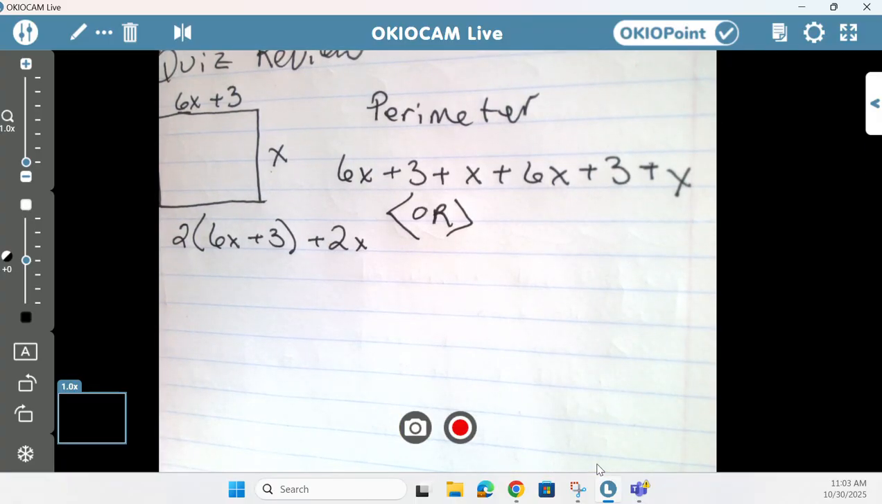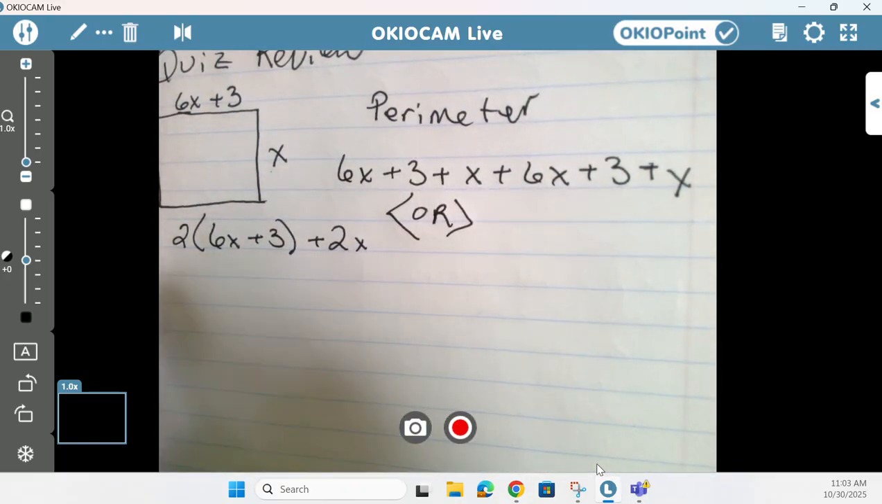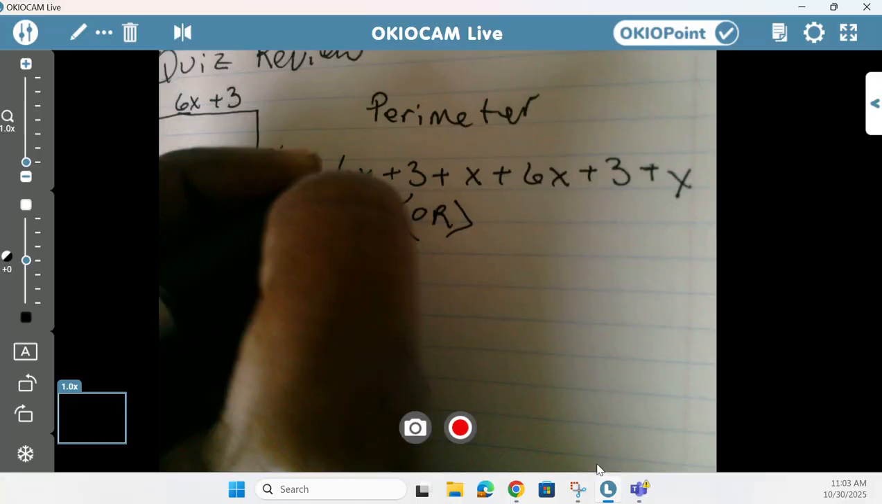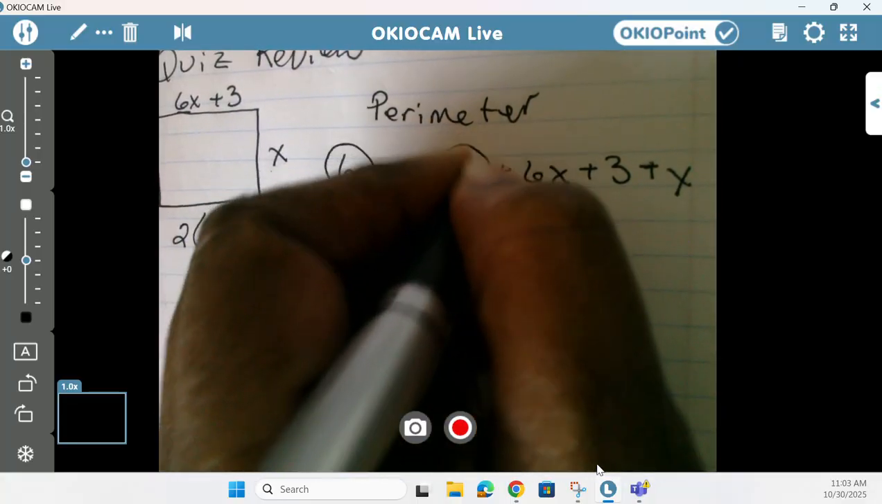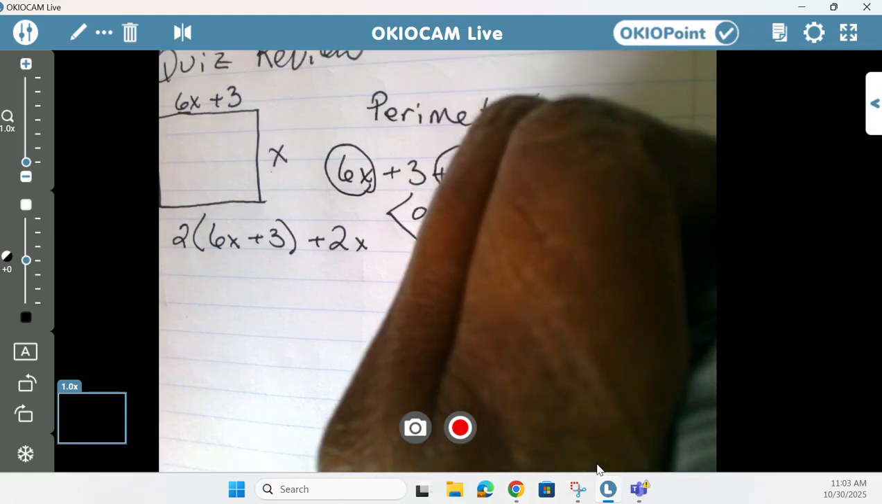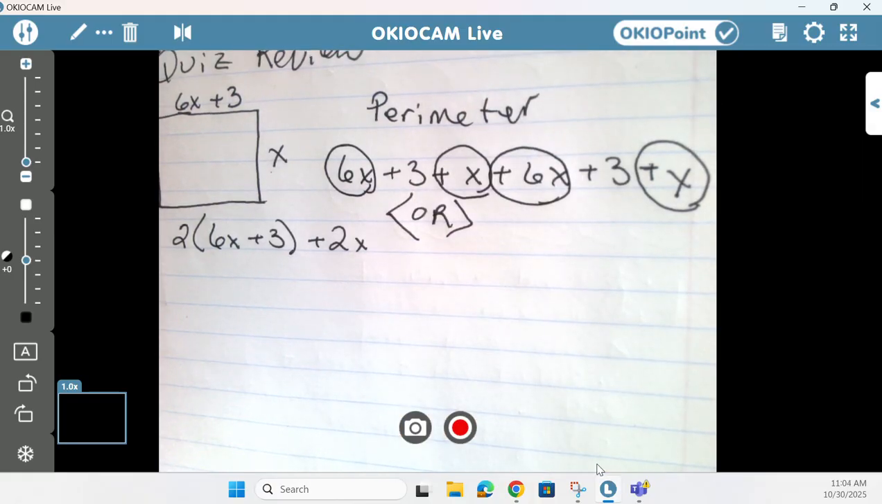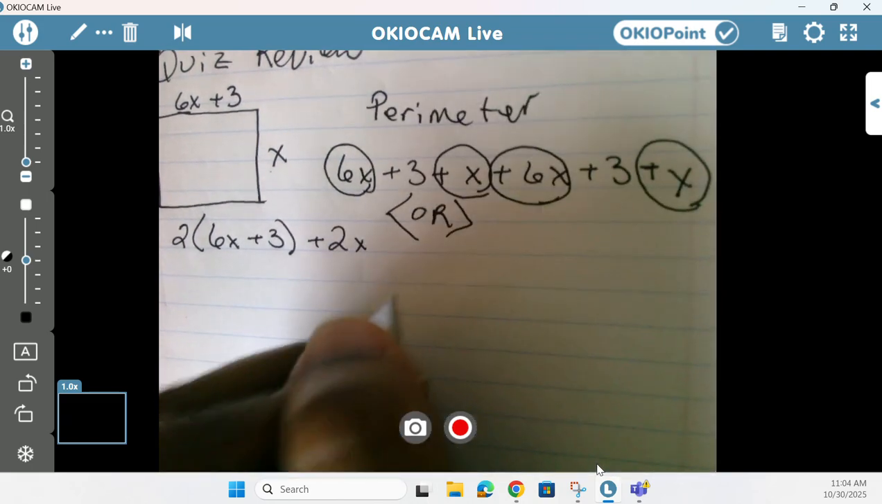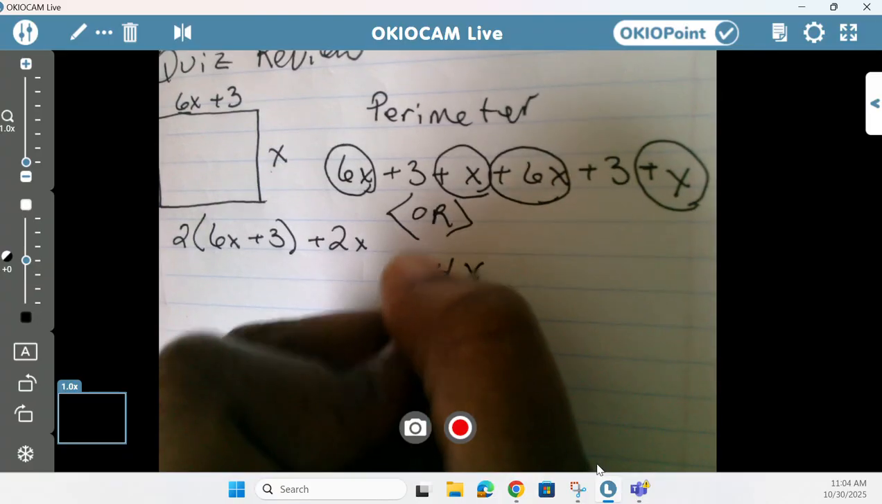I like the long way because I understand it and I don't have to worry about messing up with my distributing. 6x plus x plus 6x plus x is how many x's? 14. Do you agree? 6 plus 6 is 12. 12 plus 2 is 14. 14x.